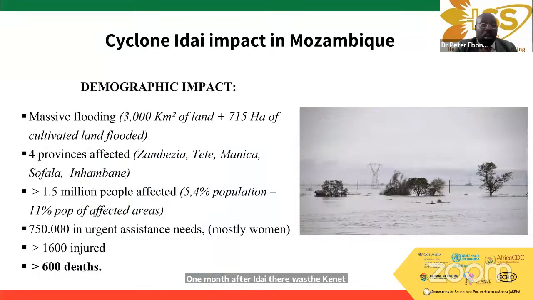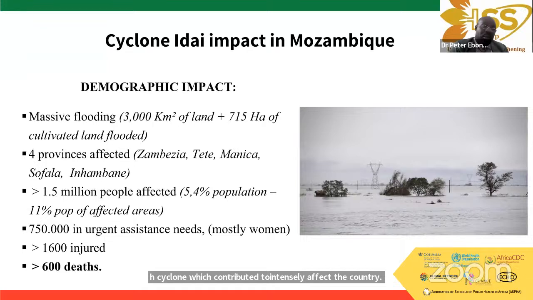So what was the impact of the cyclone Idai in Mozambique? In terms of flooding, there were about 3,000 square kilometers of land under the flood, and more than 700 hectares of cultivated land also flooded. So you can imagine the damage. 4 provinces were the most affected in Mozambique, namely Zambezia, Tete, Manica, Sofala, actually 5, but 1 was really less affected. 1.5 million affected people, which was around 5% of the total population of Mozambique, and actually 11% of the total population of the 5 affected areas.